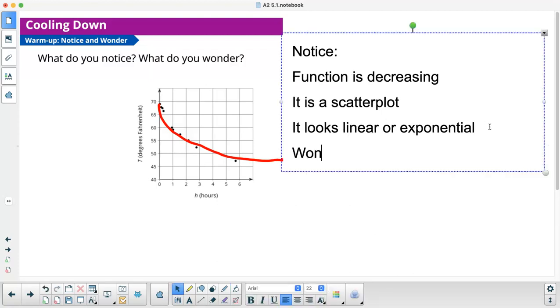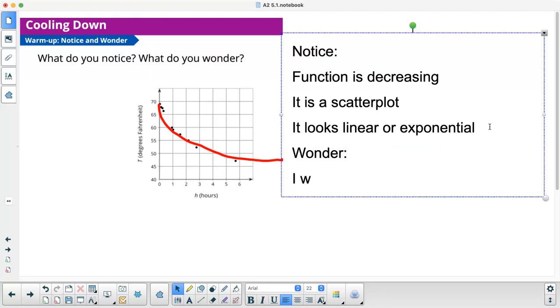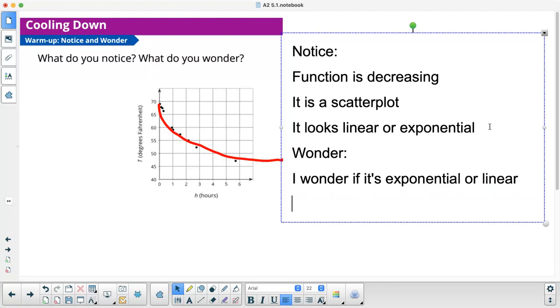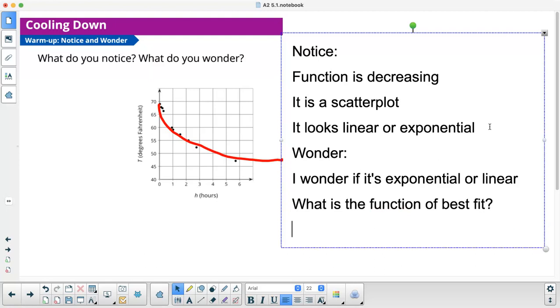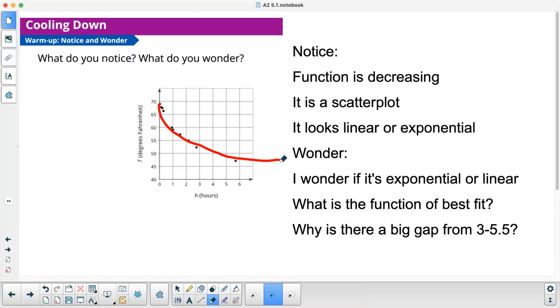Here's a wonder. I wonder if it's exponential or linear. I wonder what the function of best fit is. I wonder why there is a big gap from 3 to 5.5 roughly. So there are a lot of different things here that we don't know about this.